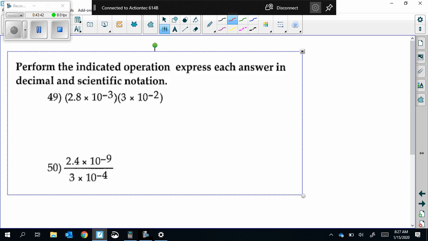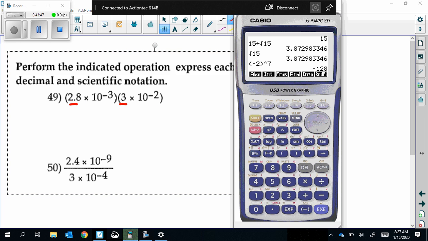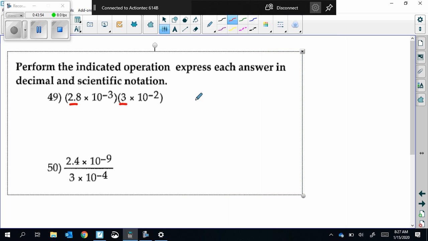All right, doing math with scientific notation, you multiply the numbers. 2.8 times 3. And then we follow exponent rules with the times 10. It's multiplication, so we're going to add exponents. -3 and -2 is -5. Hopefully you don't need to do any moving after this, and we don't. It's one digit, then the decimal. We're good.